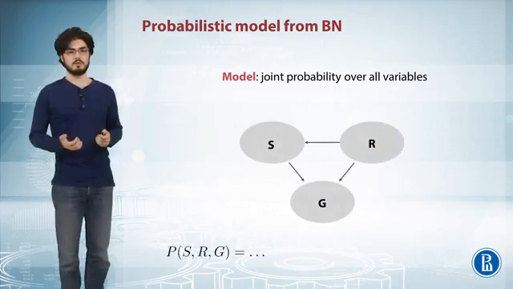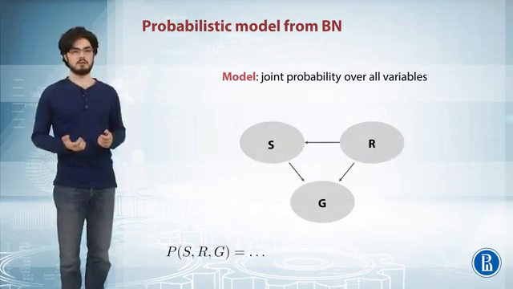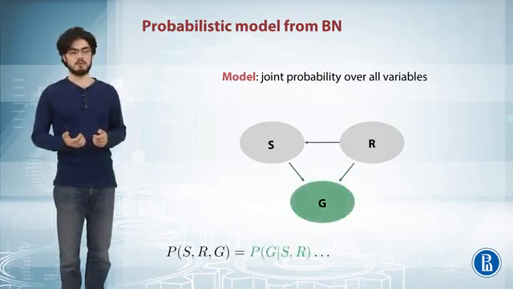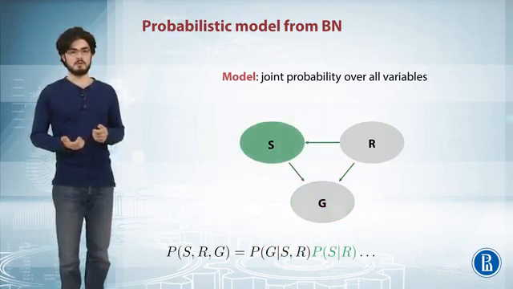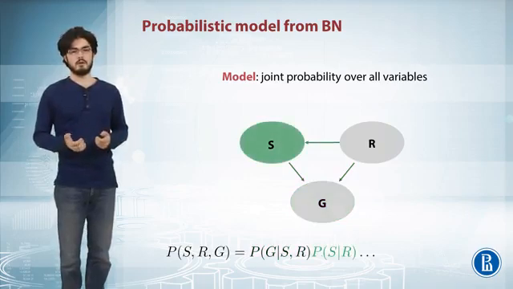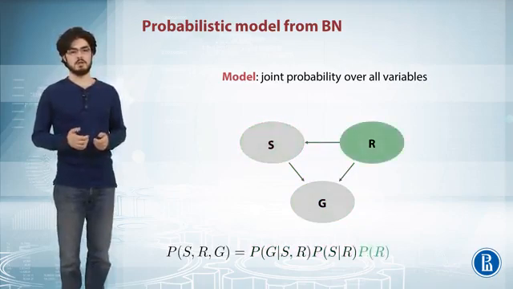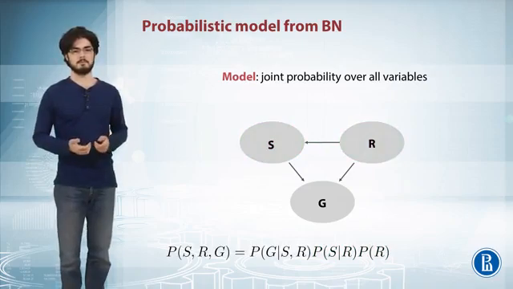So the joint probability of sprinkler, rain and the grass equals the product of three terms. The first one is the probability of grass is wet given the sprinkler and the rain. Those are the parents of this node. Next multiplier is the probability of the sprinkler given the rain. The rain is the only parent of this node. And finally, we write down the probability of the rain. Since this node doesn't have any parents, we just write down the probability of the rain. And this is our final model.